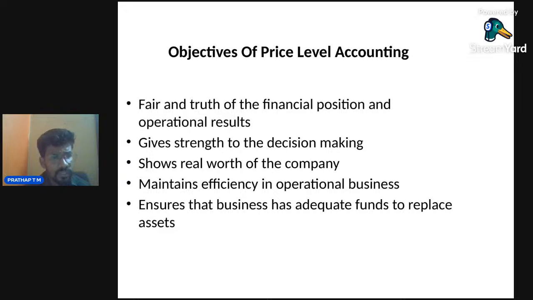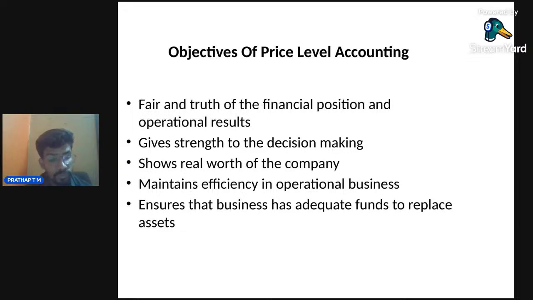So the effectiveness of the operational business increases. It ensures that the business has adequate funds to replace assets. Let's take an example. There are some cases, especially on land. Say 10 years back land was purchased at a cost of rupees 5 lakh. After 10 or 15 years, by holding it, we have sold it for 15 lakh. What do we consider in the books of account? We purchased at 5 lakh and sold at 15 lakh, so we consider 10 lakh as profit.